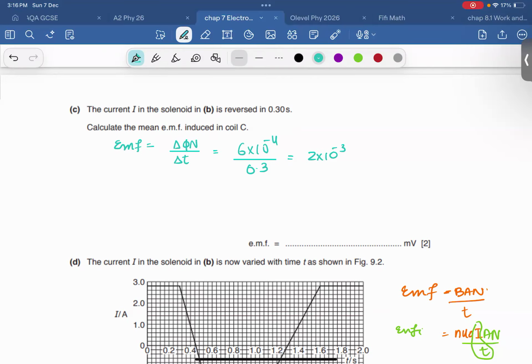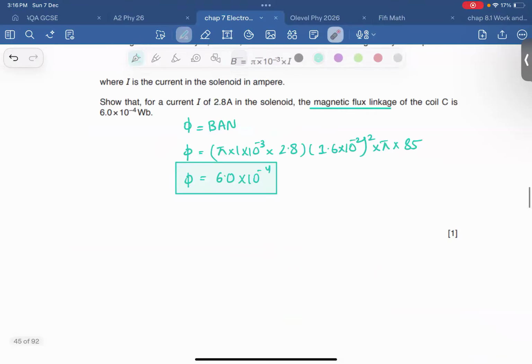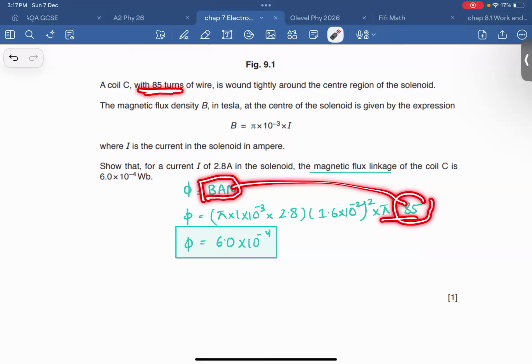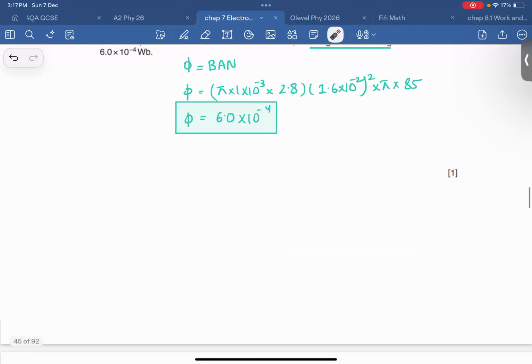And delta phi, N is the number of coils, right? Yes, turns. But we didn't multiply that. In the previous part we did everything, no? So B, A, N, we did everything. So this is the 85 turns that we multiplied, right? Oh, okay, fine.